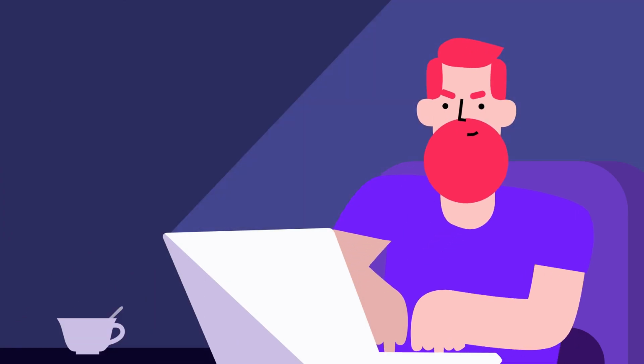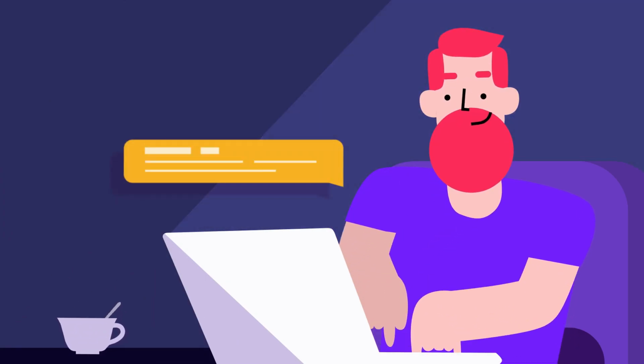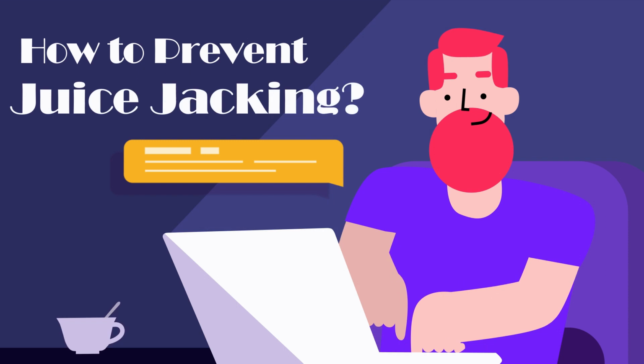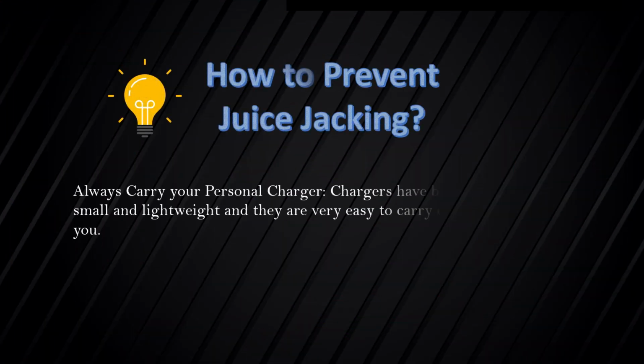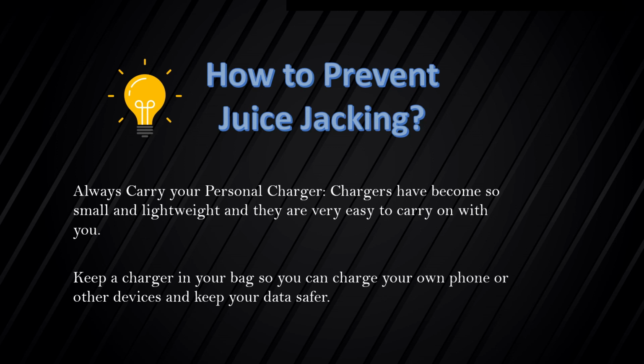Now let's look at how to prevent juice jacking. We can avoid juice jacking by taking some precautions. Some of them are listed below. The first is, always carry your personal charger. Chargers have become so small and lightweight, and they are very easy to carry with you. Keep a charger in your bag so you can charge your own phone or other devices and keep your data safer.